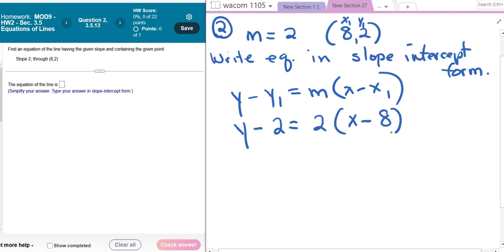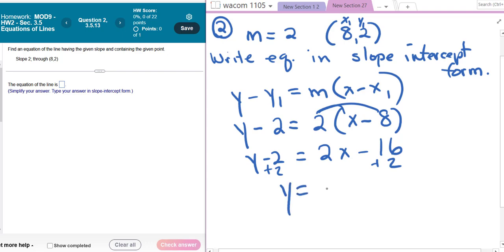All right, and now they want it in slope-intercept form, so we have to isolate the y. So we'll go ahead and distribute over here. So 2x minus 16, and then just move this 2. So we're going to add a 2. y equals 2x minus 14. That is the form they ask us for.